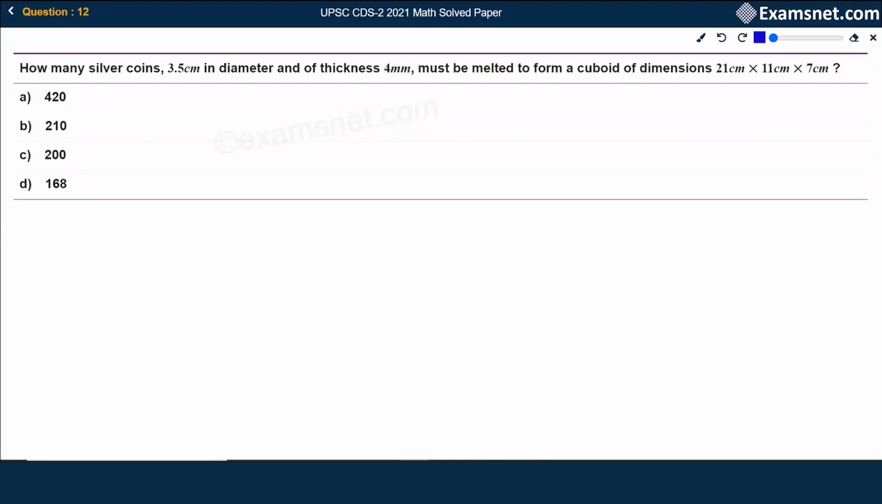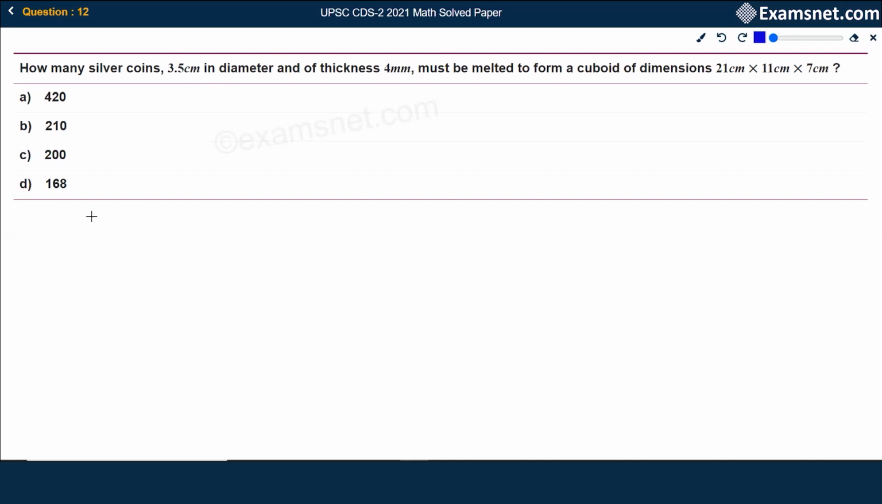In question number 12, it is given that how many silver coins 3.5 centimeter in diameter and of thickness 4 millimeter must be melted to form a cuboid of dimensions 21 centimeter by 11 centimeter by 7 centimeter. Okay, so here silver coins. First of all, silver coins are of cylindrical shape. Okay, so here given diameter in centimeter and thickness in millimeter. So we have to convert any one of them into the same unit.